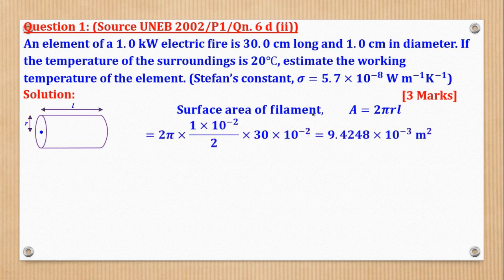So come and substitute 2 pi, then R is half of this diameter. Then the length is 30 centimeters, convert to meters to give you this.